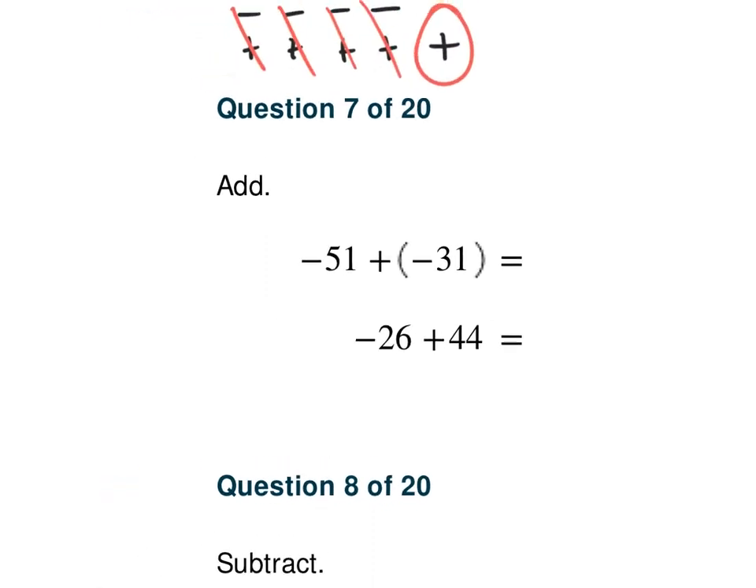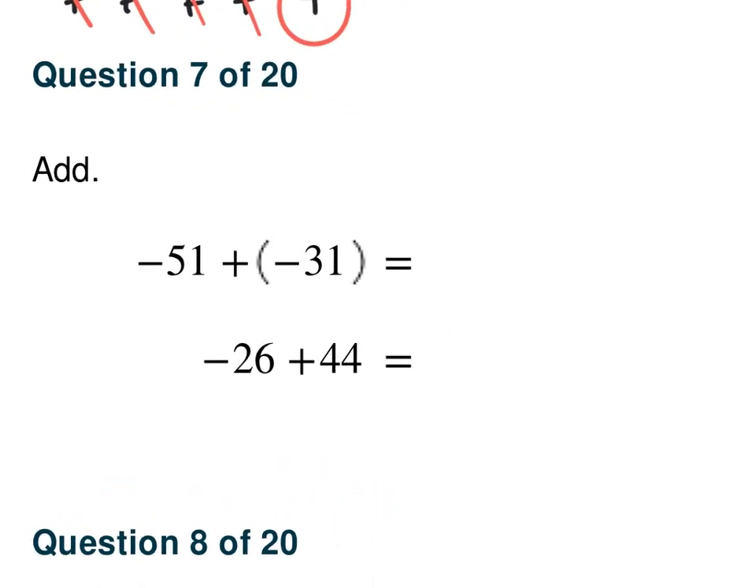Question 7 is asking the same thing. So I have -51 plus -31. Both are the same sign, so I'm going to keep it as a negative number. And then I have 51 plus 31, which gives me 82, but a final answer of -82.